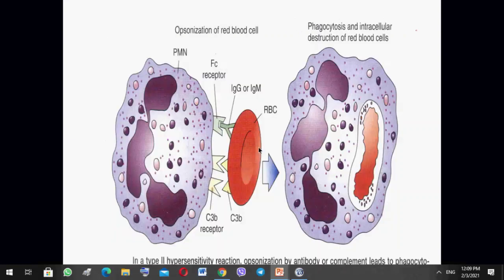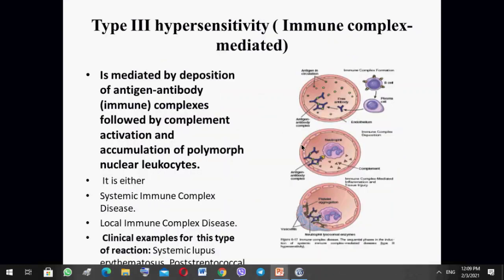Okay, you can see here the RBC of the donors. If it is given to people with ABO or Rh incompatibility, these RBC will be coated by immunoglobulin. This is IgG or IgM, and this immunoglobulin coating the RBC will make opsonization of this RBC, and it will be engulfed by the phagocytic cells, which are the neutrophils in this example.